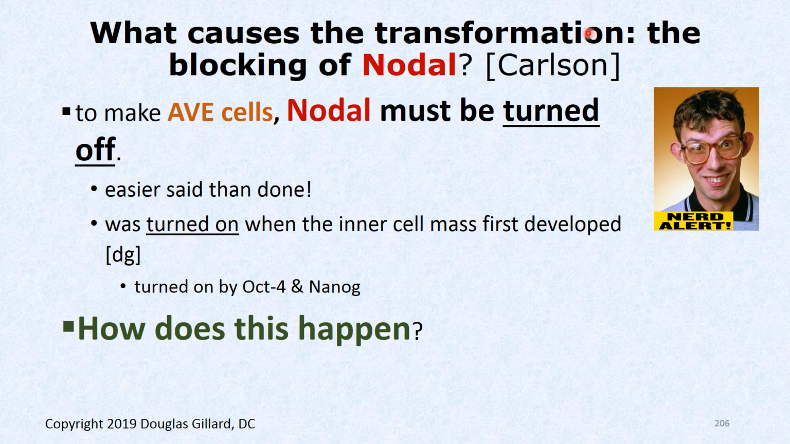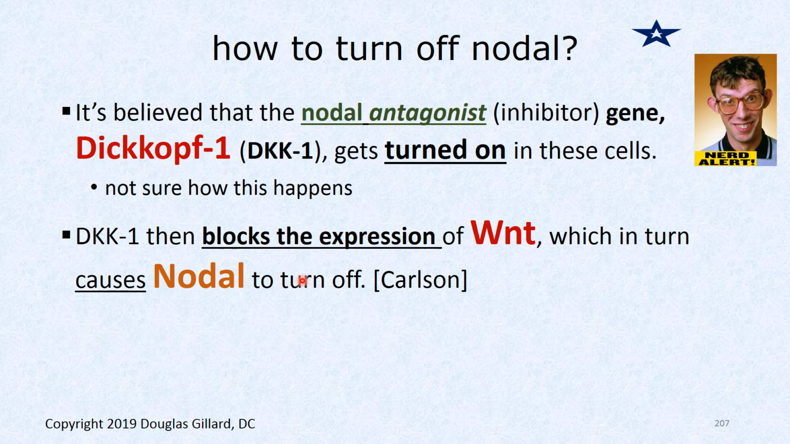Okay, what causes the transformation? It's the blocking of nodal. So to make an AVE cell, nodal has to be turned off. Remember, it was turned on when the inner cell mass was first developed. Now you got to turn it off. And it was turned on by Oct4. Remember the first two that were turned on, Oct4 and Nanog? They turned nodal on. Now we got to turn that off. And it's not easy to turn off nodal. We'll talk a lot about the nodal gene, the nodal gene product, but it's a chore to turn it off.